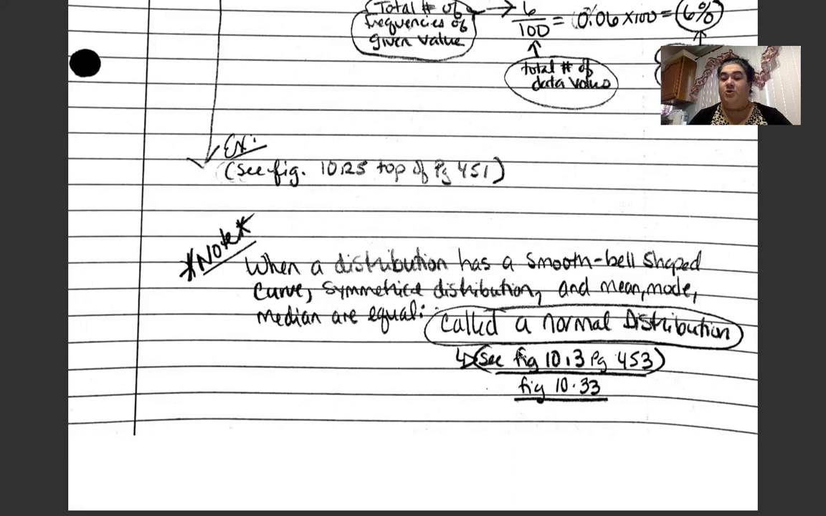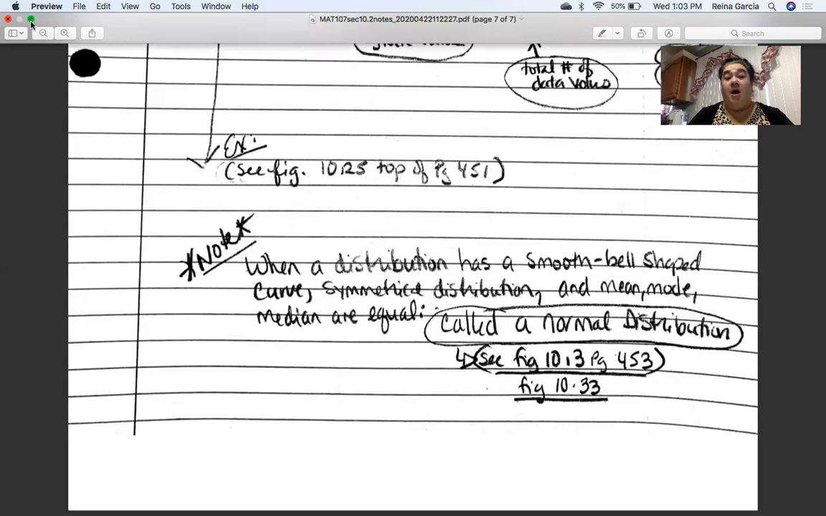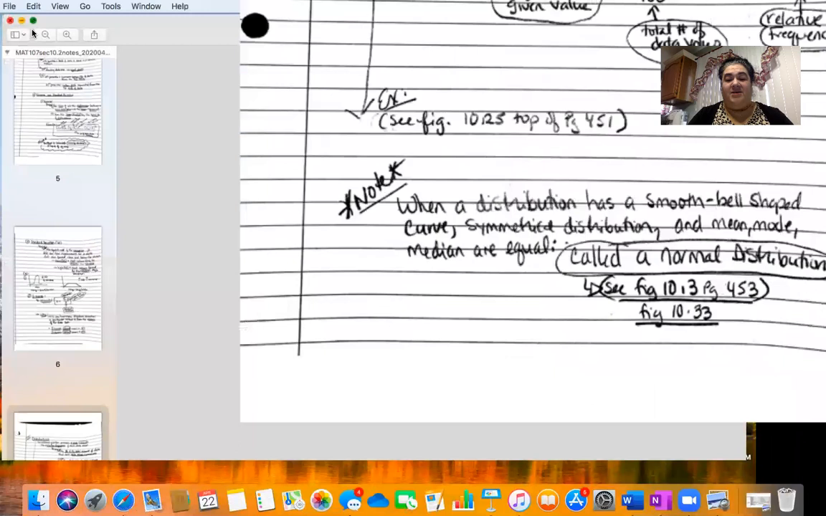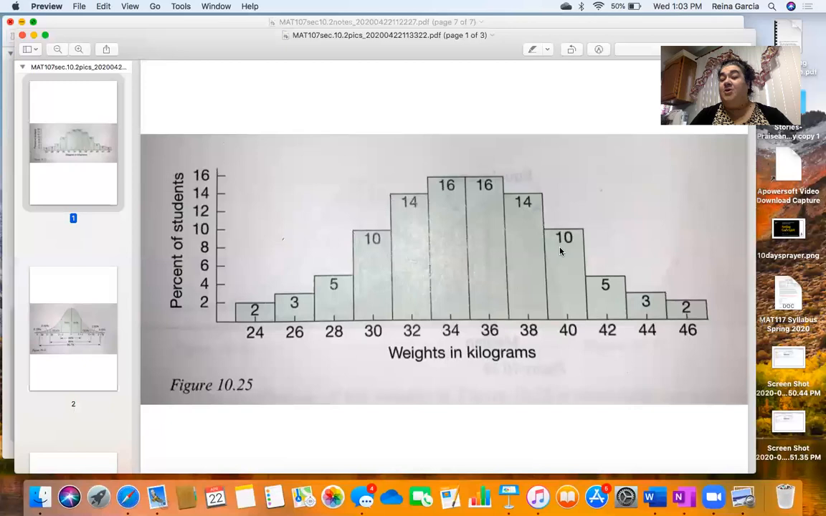Okay. There are distributions that are not normal and they look different, but normal distributions look like this. And that's what I want to show you here. Okay. So I'm going to pull those up. This is a normal distribution. This means that our mean, median, and mode is most likely right here between these two scores. Okay. Here is an example of a normal distribution.